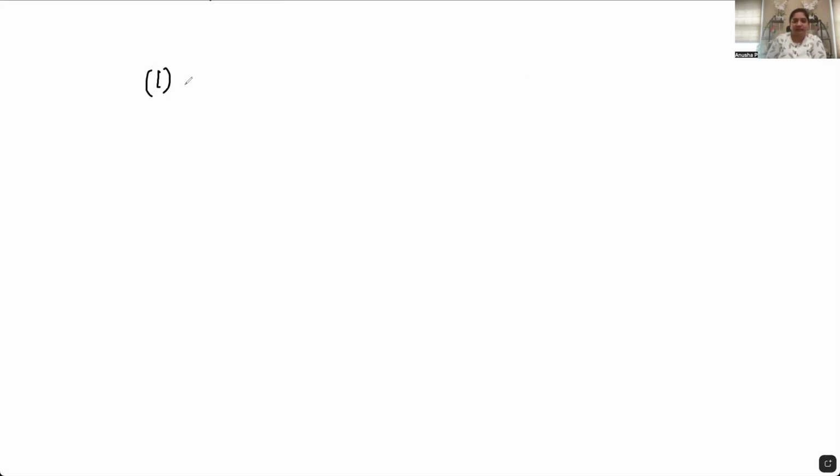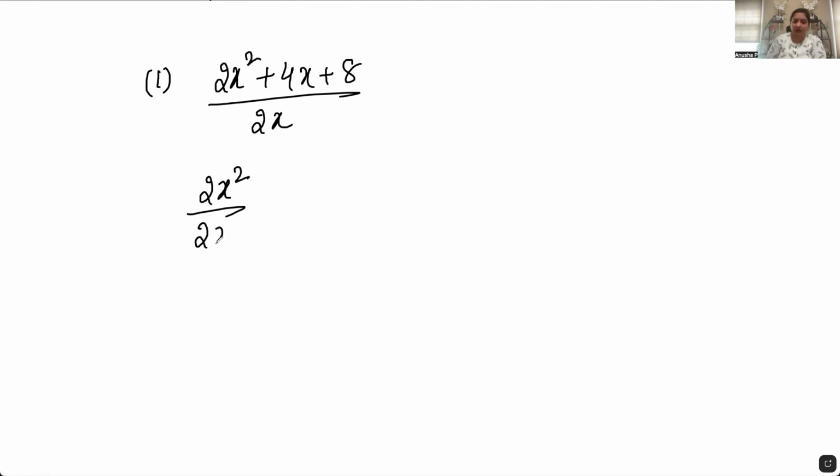The first example is 2x square plus 4x plus 8. We are dividing it by 2x. What you'll do: 2x square over 2x plus 4x over 2x plus 8 over 2x. Get the 2 and the 2 will get cancelled.